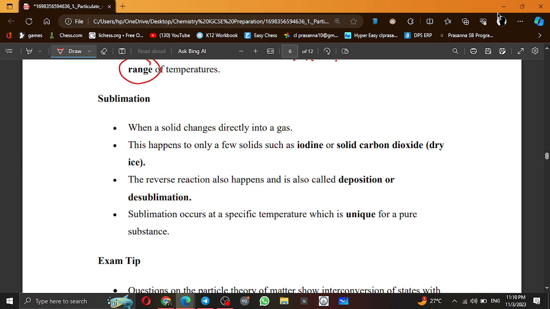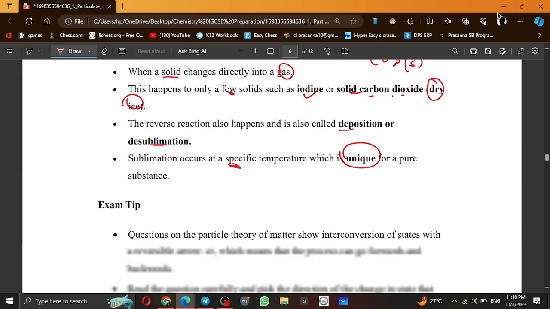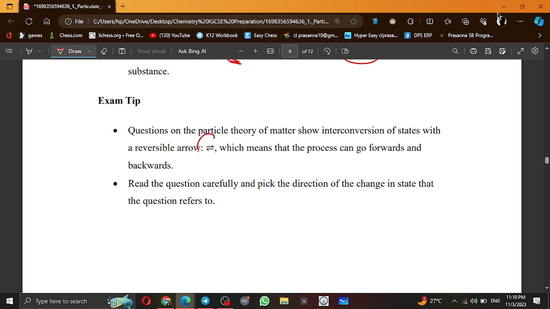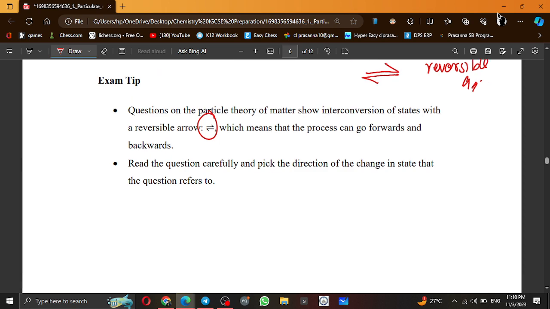Sublimation is when a solid changes directly to a gas. That only happens with a few solids such as iodine or dry ice, which is solid carbon dioxide, CO2. S stands for solid. The reverse reaction also happens: deposition or desublimation occurs at a specific temperature unique to each pure substance. Yes, this arrow means it's a reversible reaction. Don't worry, reversible reactions will be taught in grade 9 and the videos will come on it. Read the question, blah blah blah. We don't look at that.